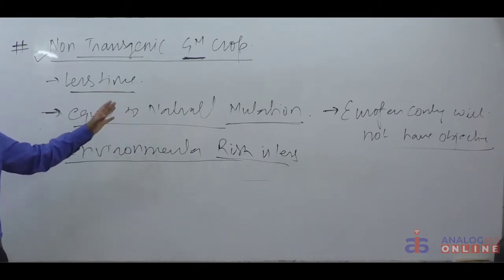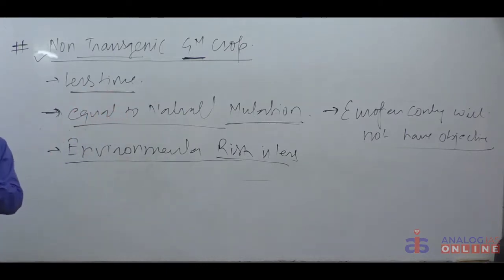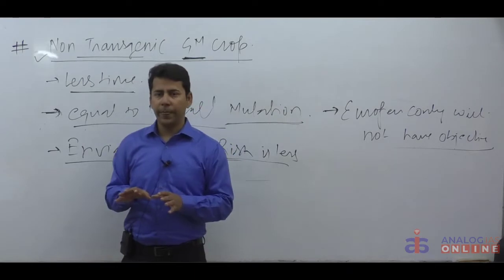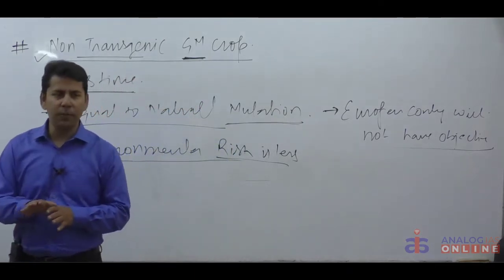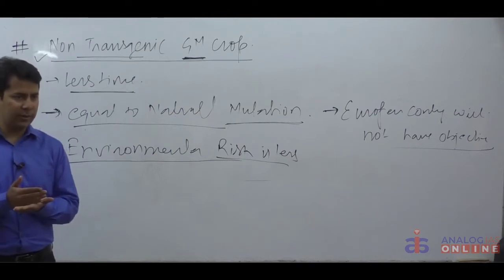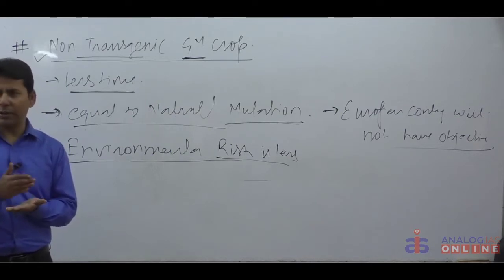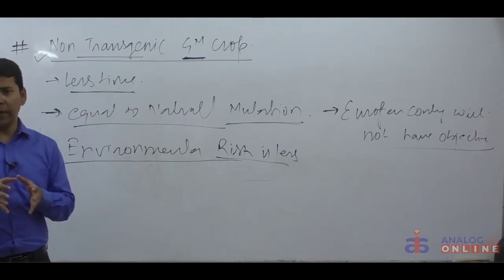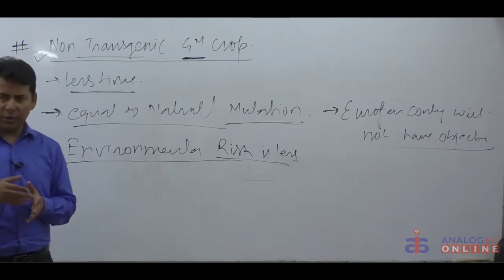And third, and the most important one, it is basically very similar to natural mutation. So the countries which are close to GM crops, the transgenic GM crops, will also accept it because we have not added any gene into it, right? And the latest news is that it has been accepted by IARI, and now India will use it to develop GM crops in the coming future.